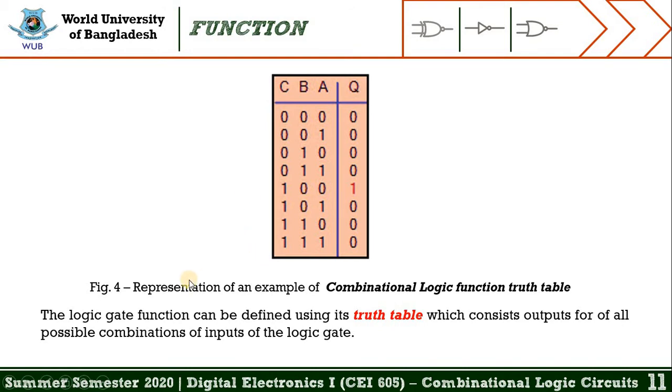From this slide you may see a representation of an example of a combinational logic function truth table. The logic gate function can be defined using its truth table, which consists of outputs for all possible combinations of inputs of the logic gate. And I hope you guys already know about truth tables from the previous week, so there is no confusion about this issue. So let's move into the next slide.